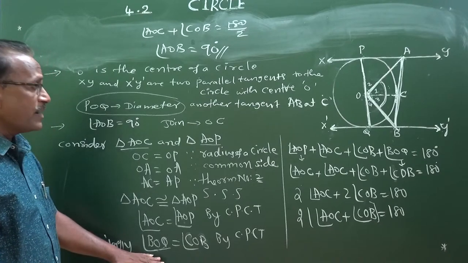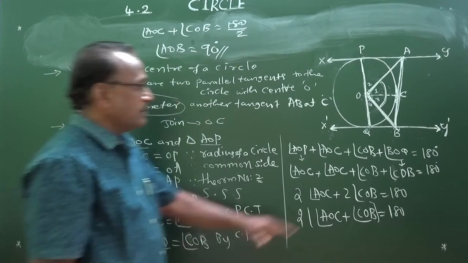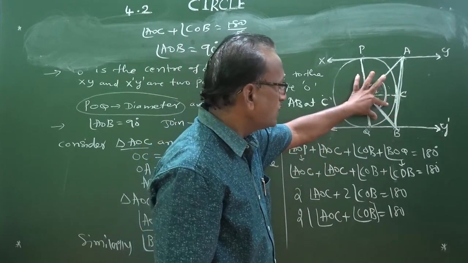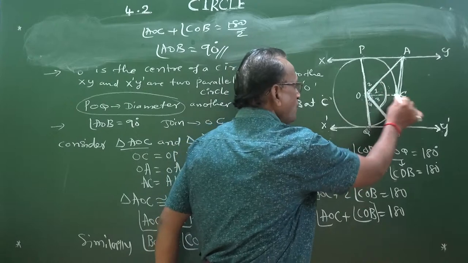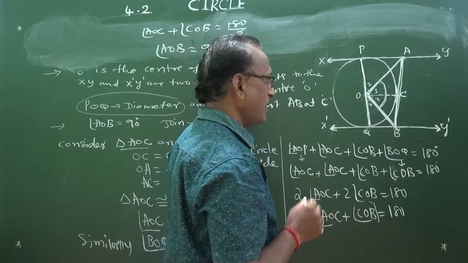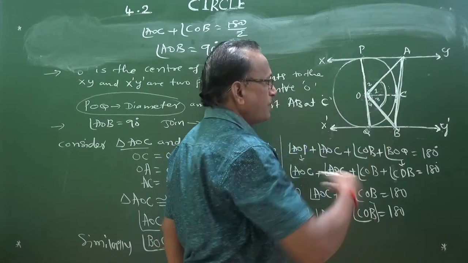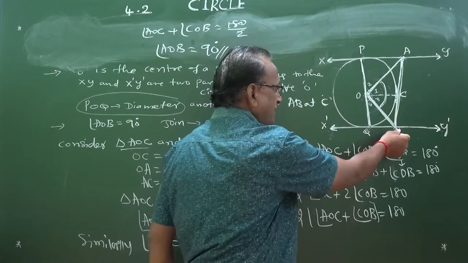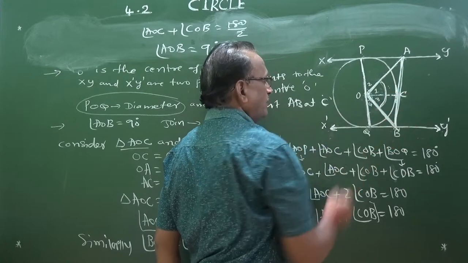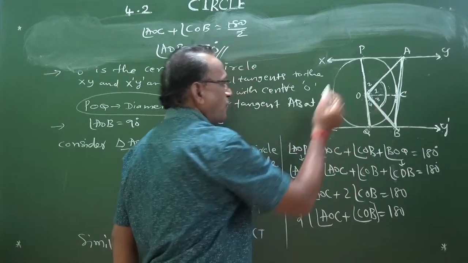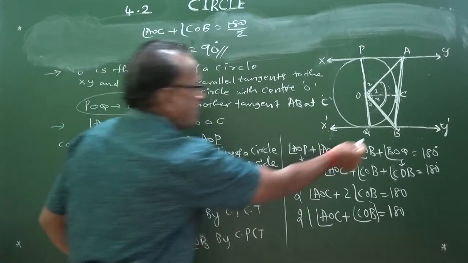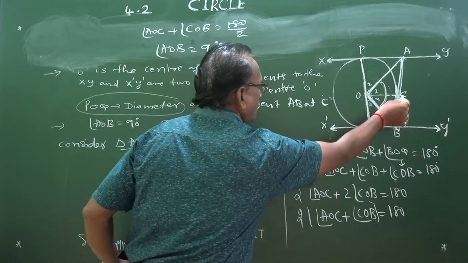Similarly, you can take another two triangles, that is BOQ and BOC. In these two triangles, again OC is equal to OQ, radius of the circle. OB is common side for both the triangles. B is an external point. Drawn tangents are equal, BC and BQ. Then angle BOQ is equal to COB.